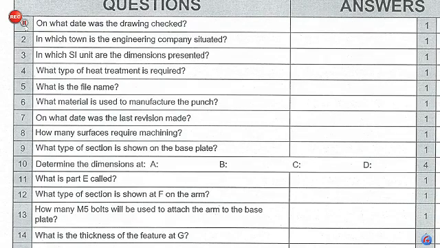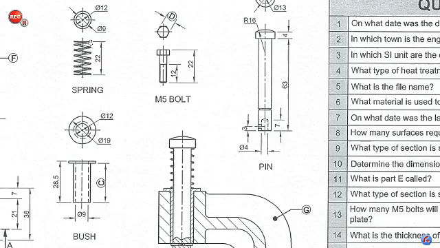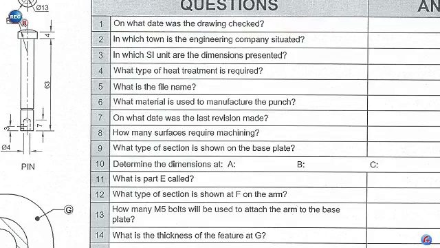In which SI unit are the dimensions presented in this drawing? So if you look at the drawing, you will find that all these dimensions are in a unit millimeters. That's the metric unit that we are using for this particular activity. So you need to write millimeters as the answer to number 3.